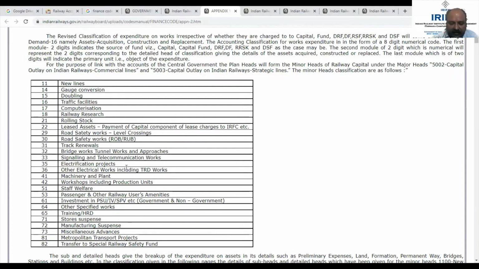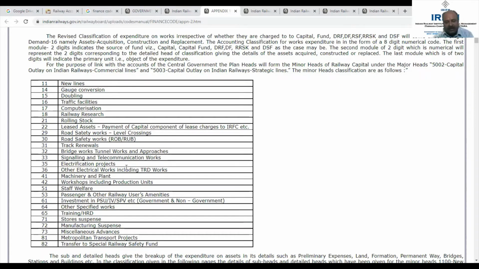And 41 is the very, very important M&P program, machinery and plant. 42 is construction of production units or workshops; this 42 is very rarely used. And 51 is very, very important, staff welfare. And 53 has been renamed; now it is customer amenities. The old name was passenger and other amenities. Now it is customer amenities.